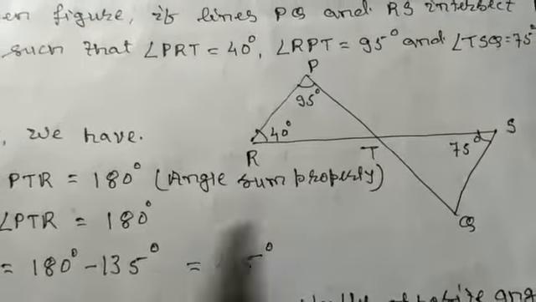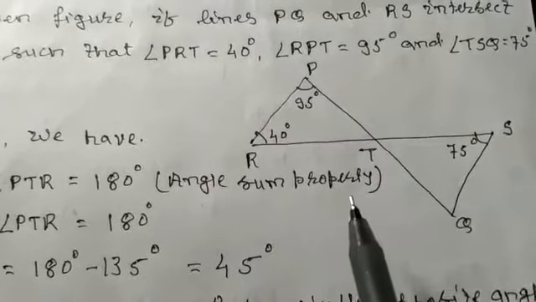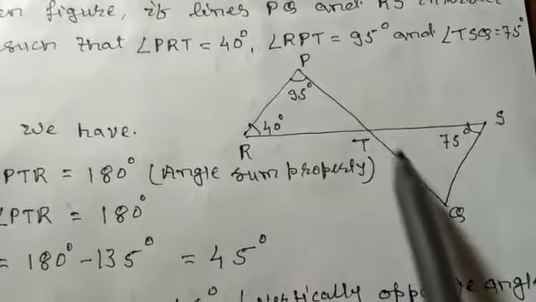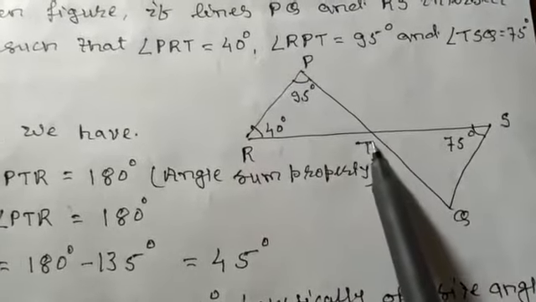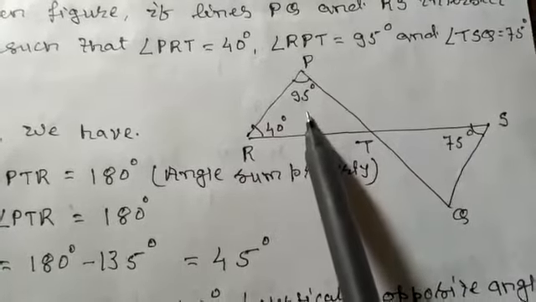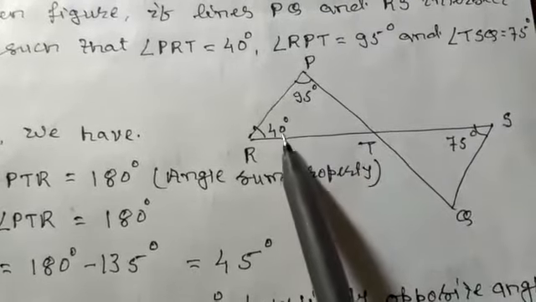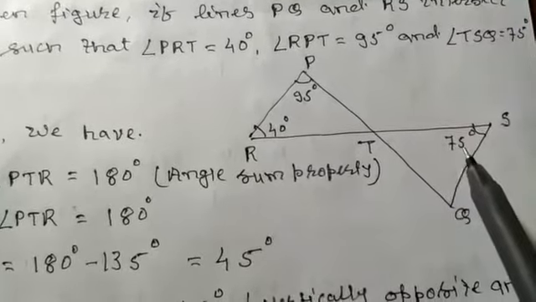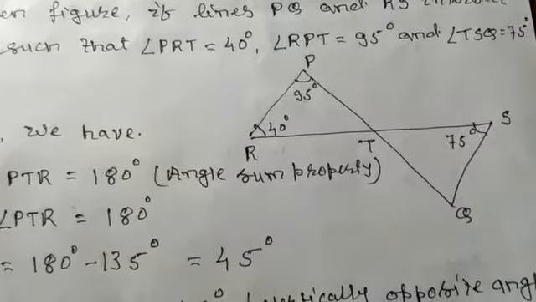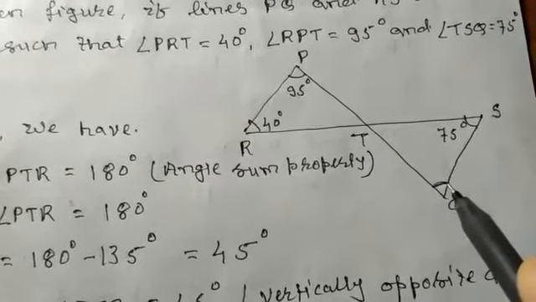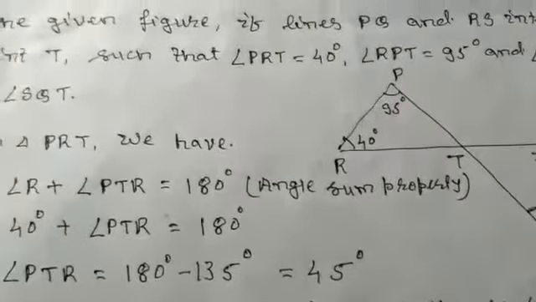So let's see the figure first. The figure is given with the question. As you can see in the figure, lines RS and PQ intersect at point T, and it is given that angle P is 95 degrees, angle R is 40 degrees, angle S is 75 degrees, and now you are supposed to find angle Q, this angle is to be found.